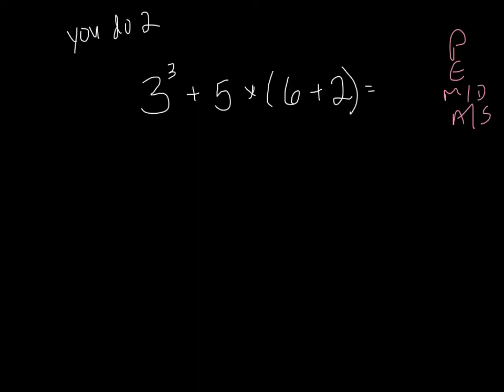Okay, you do number 2. This is the final you do, so let's see how you do. On this one, this is 3 to the third power plus 5 times, parentheses 6 plus 2 equals, and we'll have to figure it out. Put your checklist off to the side, just takes a second, PEMDAS, so that you stay in the right order. Push pause, get an answer, push play when you're ready to go.